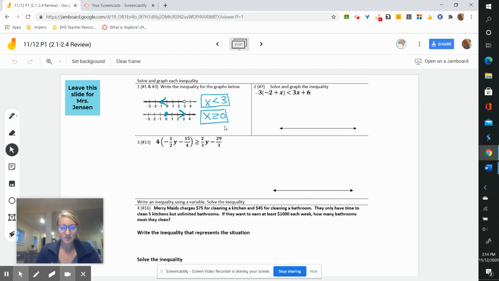For number 2, which is number 7 on your test review, we first want to distribute -3 times -2 plus x. -3 times -2 is +6. -3 times x is -3x.